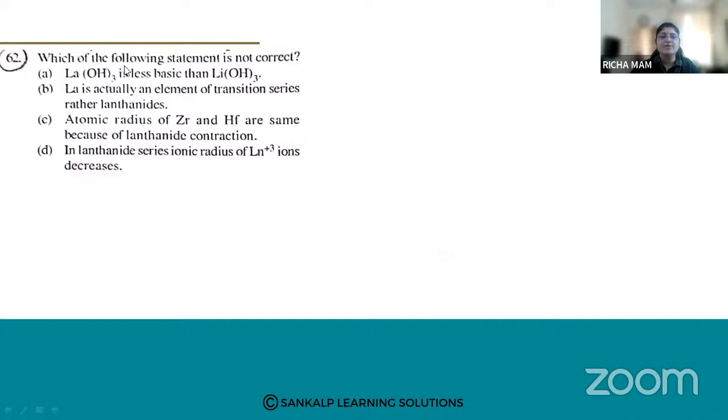Which one of the following statements is not correct? Options A, B, C, and D. Read out. The atomic radii of zirconium and hafnium are the same due to lanthanide contraction. This is correct. In the lanthanide series, the ionic radii of Ln3+ ions decrease. Correct. Then lanthanum is actually an element of the transition series rather than the lanthanoids. Correct. So option number A is the incorrect statement.